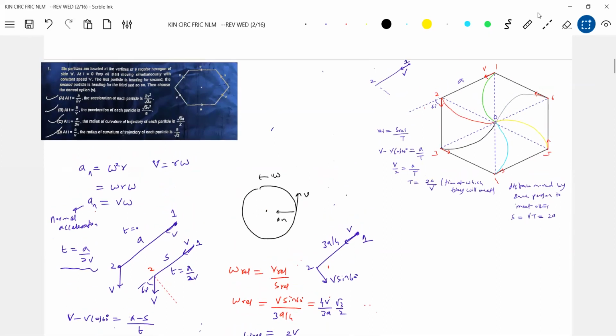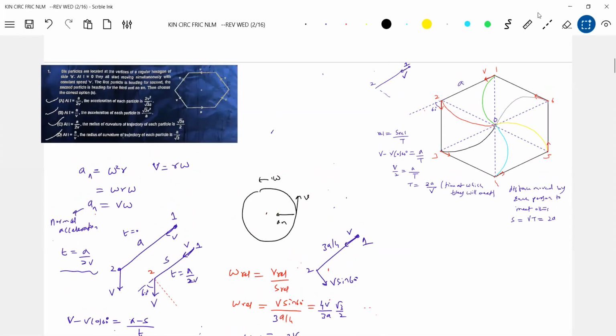Can you work out the other part? I think I did it for A by 2V. You do this for A by V.